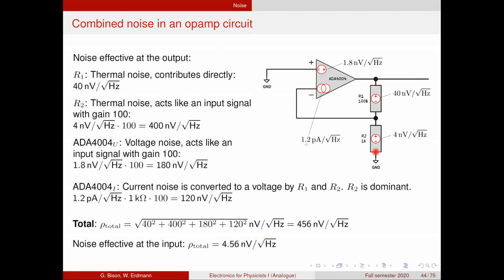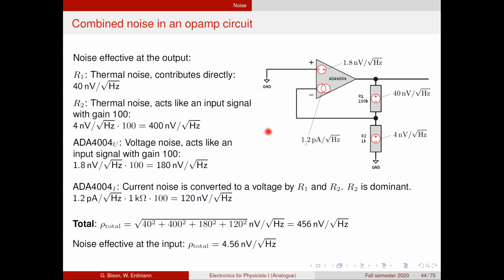R2, this resistor here, it's 1 kilo ohm, and we have already seen this is 4 nanovolts per root hertz. Now you would think, okay, this resistor is 100 times smaller, it has 10 times less noise. So this is probably not contributing a lot. But if you have a look, this is at the point where in an inverting amplifier the input would be. So if we have this voltage going up and down, then what the amplifier does is it amplifies it by a factor 100. So on the output, the noise that we have here appears 100 times larger.